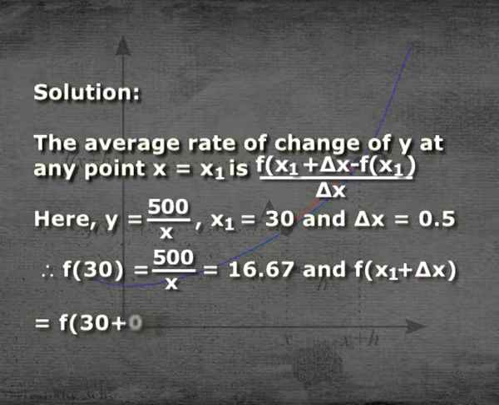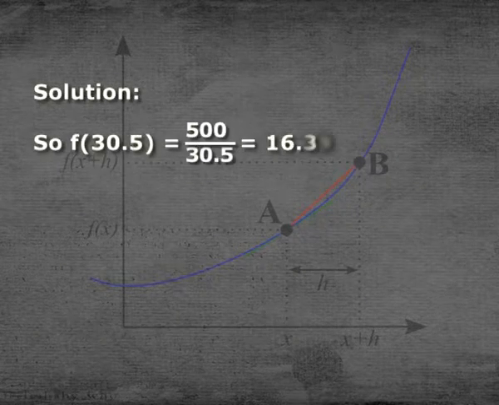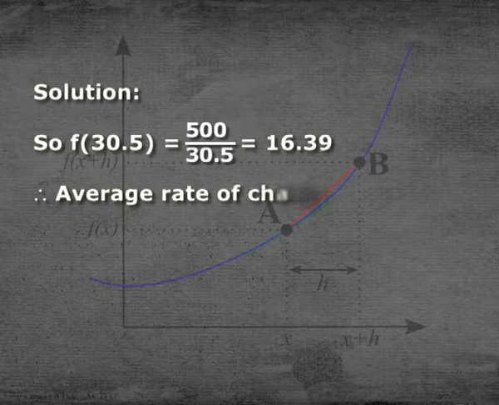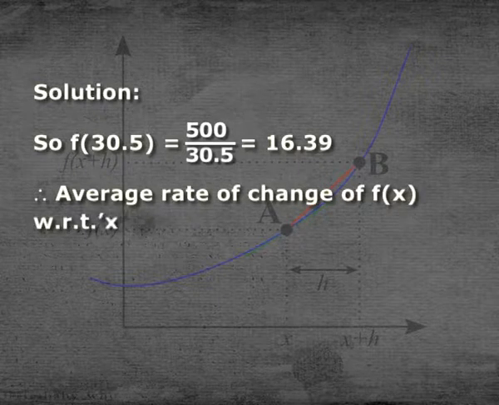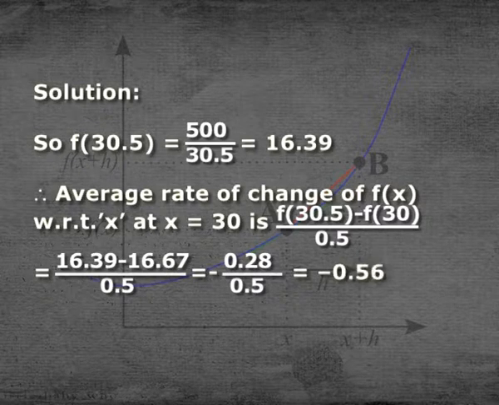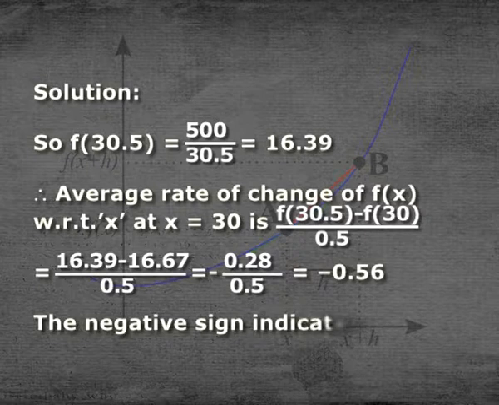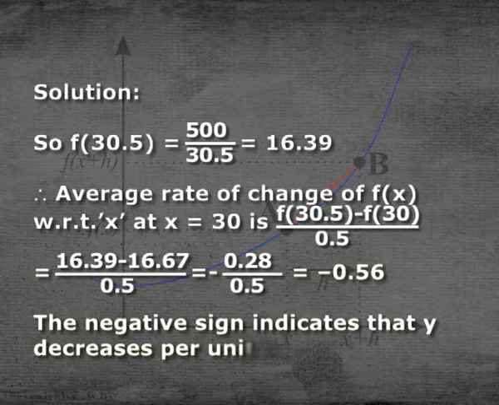And f of x1 plus del x will be equal to f of 30 plus 0.5, which is equal to f of 30.5. So f of 30.5 will be equal to 500 divided by 30.5, which will give us 16.39. Therefore, the average rate of change of f of x with respect to x at x equals 30 is equal to f of 30.5 minus f of 30 divided by 0.5, which is equal to 16.39 minus 16.67 divided by 0.5, which is equal to minus 0.28 divided by 0.5. That gives us minus 0.56.